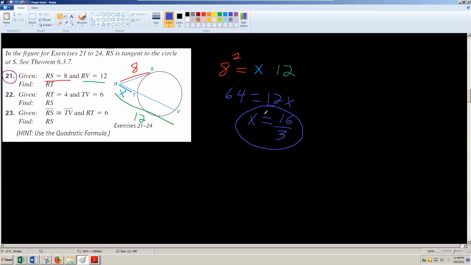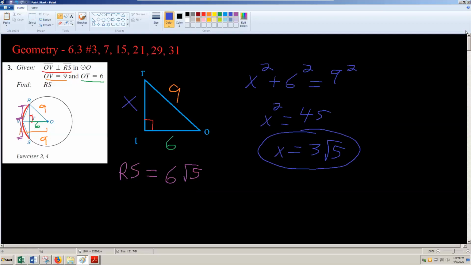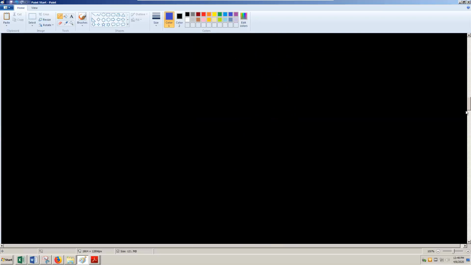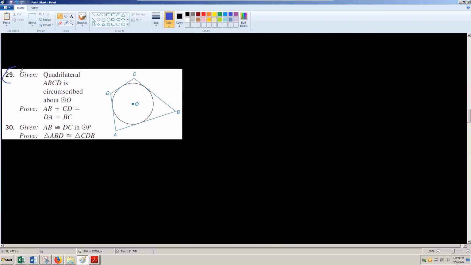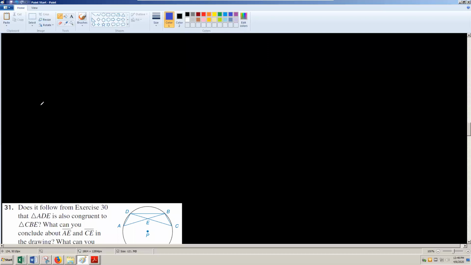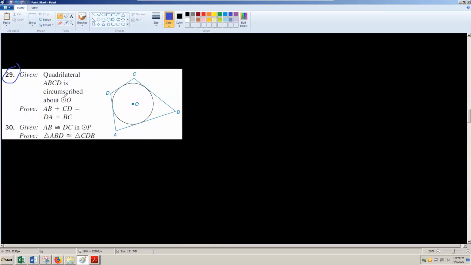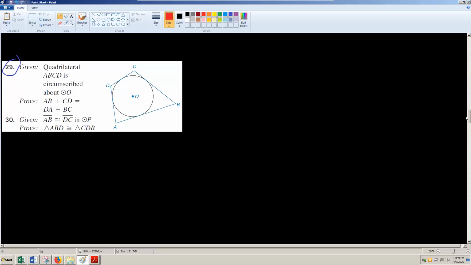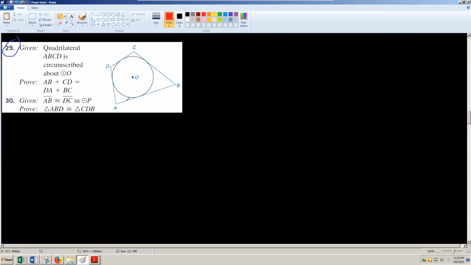Perfect, perfect. Let's take a peek at 29, then 31. Cool. So here we have a polygon which is being circumscribed about the circle, or we could say we have a circle inscribed in a polygon. This thing's a quadrilateral.